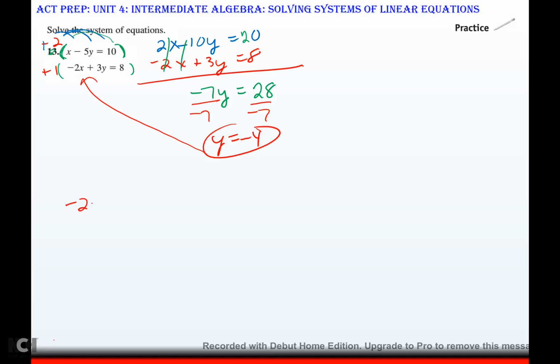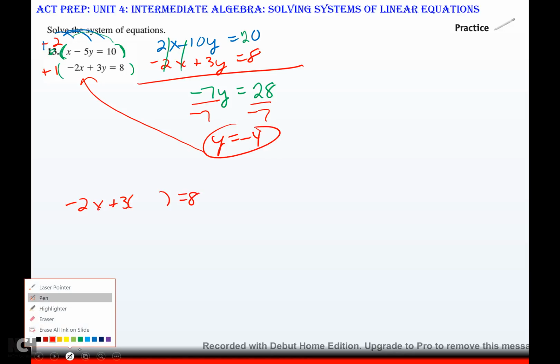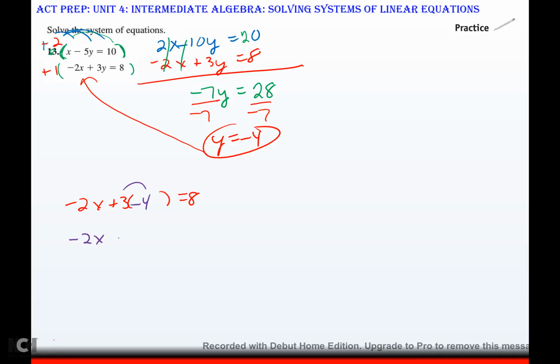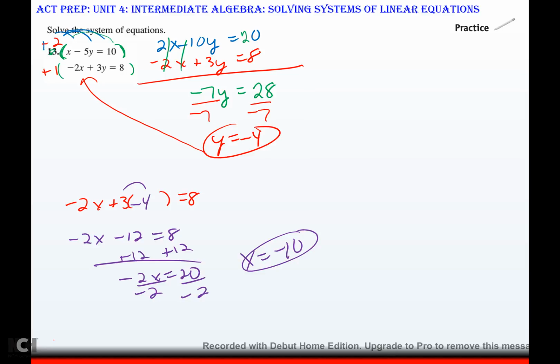Substitute, so I have negative 2x plus 3 times blank equals 8. And I'm going to plug in negative 4 to my blank. And that gives me negative 2x minus 12 equals 8. Add 12. Negative 2x equals 20. Divide by negative 2, and x equals negative 10. So my solution will be negative 10, comma, negative 4.